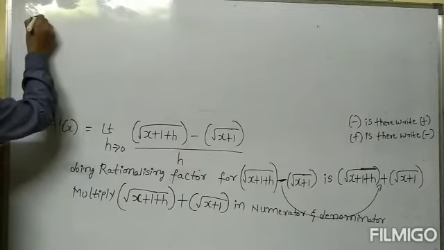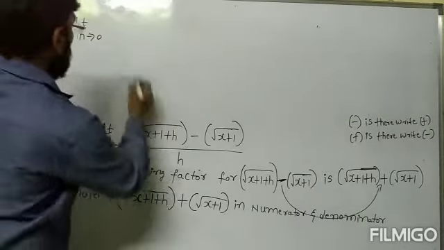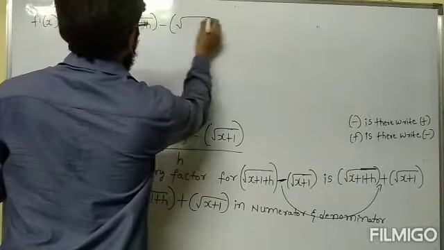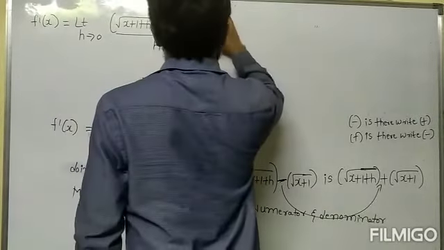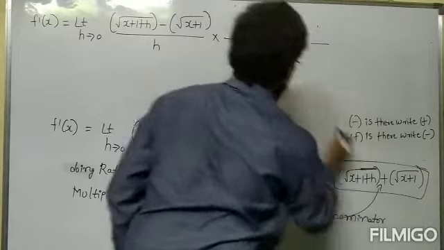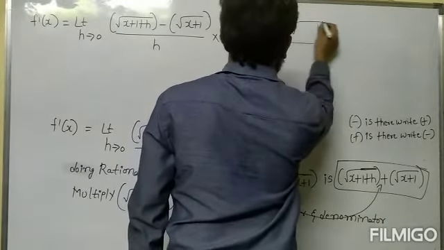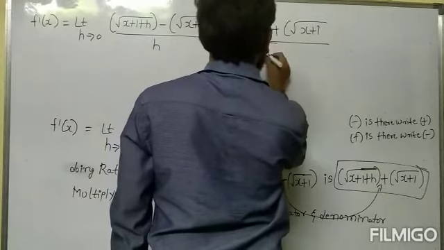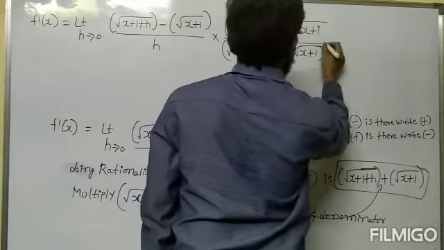So see here. f dash of x is equal to the limit h tends to 0 of root x plus 1 plus h minus root x plus 1, by h, into multiply. This we have to multiply by root x plus 1 plus h plus root x plus 1, into root x plus 1 plus h plus root x plus 1. Close the bracket.